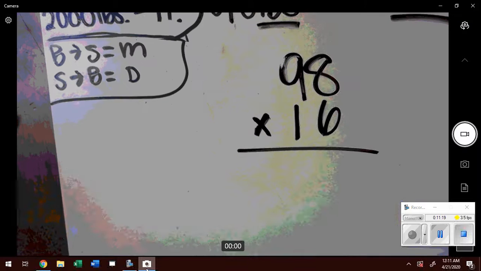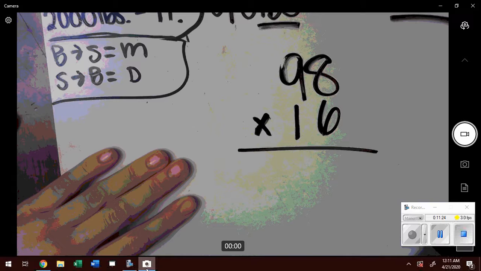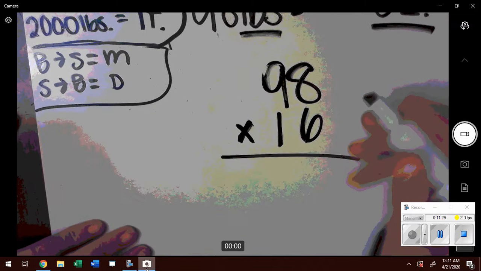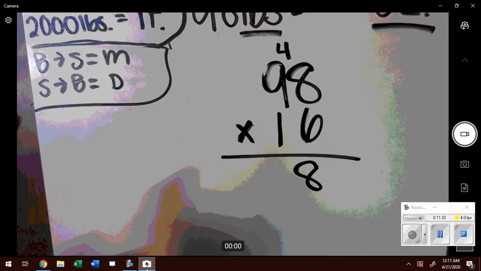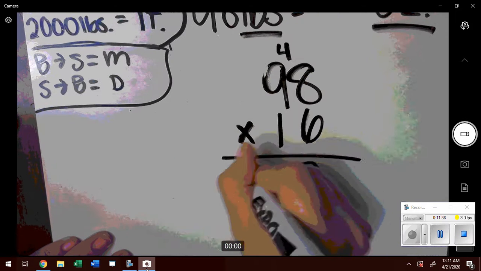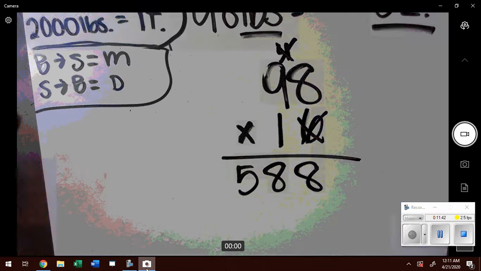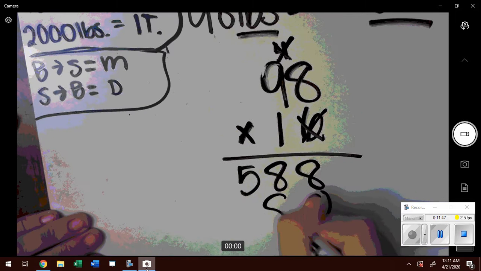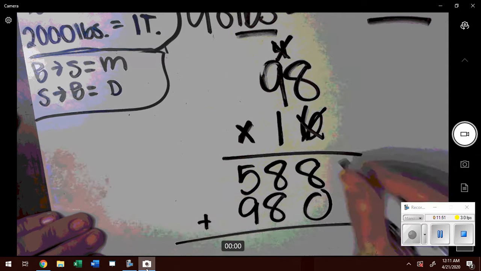I'm also going to review two-digit multiplication because it's been a while. I'm going to solve this one using the standard algorithm. I know that 8 times 6 is 48, so I'm going to put my 8 there and carry over my 4. 6 times 9 is 54, plus 4 more is going to give me 58. Done there and there. Drop my 0. 1 times 8 gives me 8. 1 times 9. And I'm going to add.